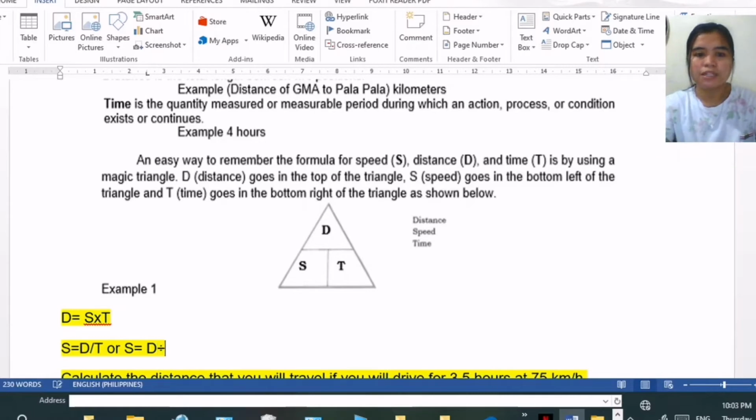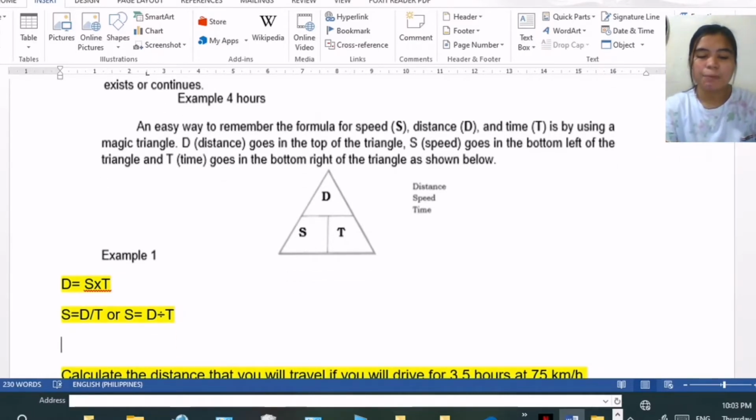Ayan, pwede naman ganyan, divided by time. Pareho lang po yan, okay? And then, kapag hinahanap naman yung time, just divide distance divided by speed. Kasi di ba, yung D nasa taas, tapos yung S nasa baba. Kaya, D over S or D divided by S. Ayan, so lagyan lang natin ng space.